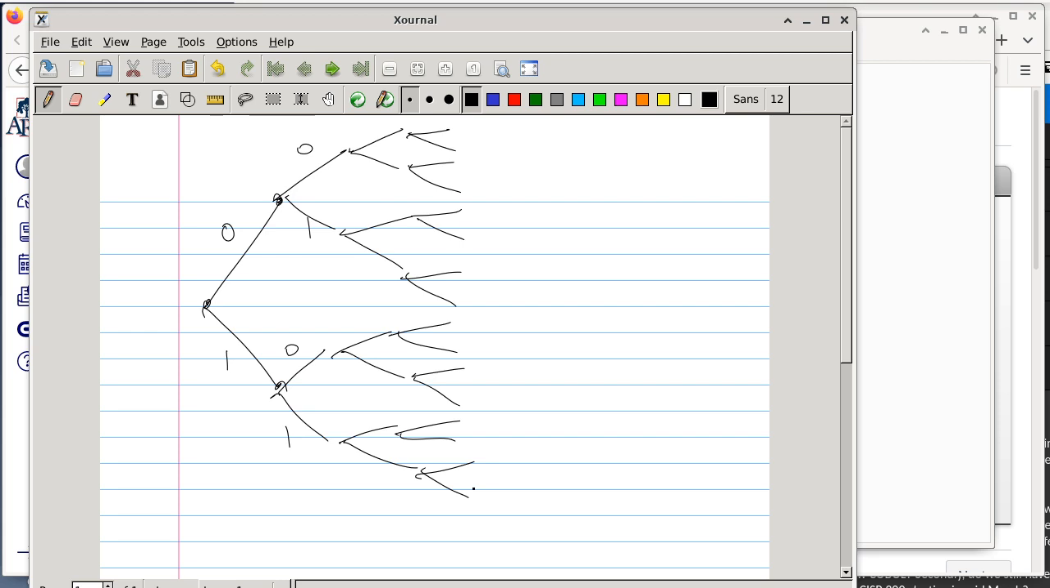Or 4 digits, each one can be a 0 or 1. Is that OK? So that's one way to look at it. For those of you who are visual, this is one way to visually understand why there are 16 bit patterns when you have 4 bits. There's 16 patterns. OK? So let's go ahead and look at all those patterns.